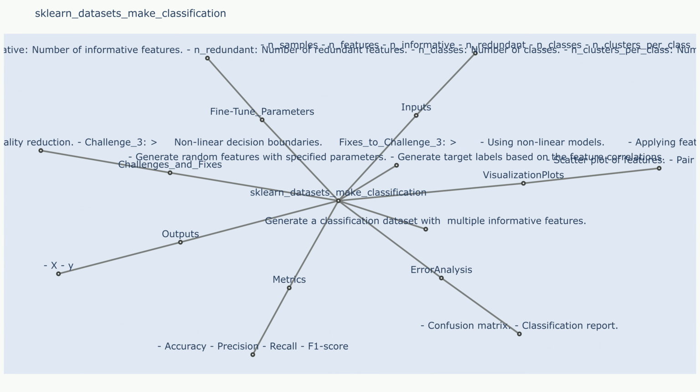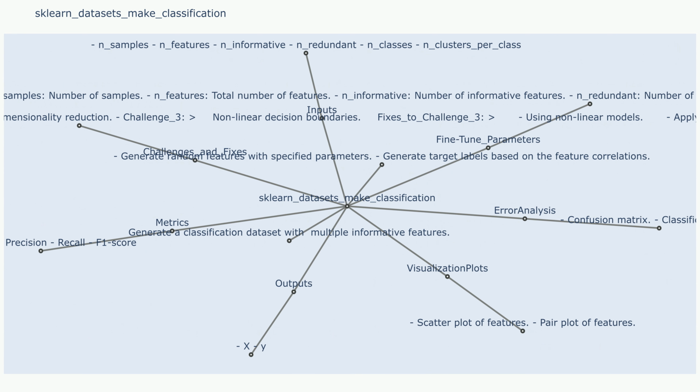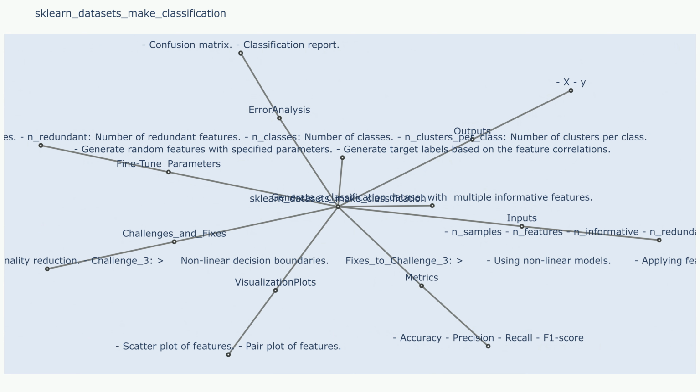Fixes to challenge 2: use oversampling techniques, e.g. SMOTE, to increase the number of samples in minority classes. Use undersampling techniques to reduce the number of samples in majority classes. Use cost-sensitive learning techniques that assign different costs to errors made on different classes. Use appropriate evaluation metrics that are not sensitive to class imbalance, such as the F1 score.